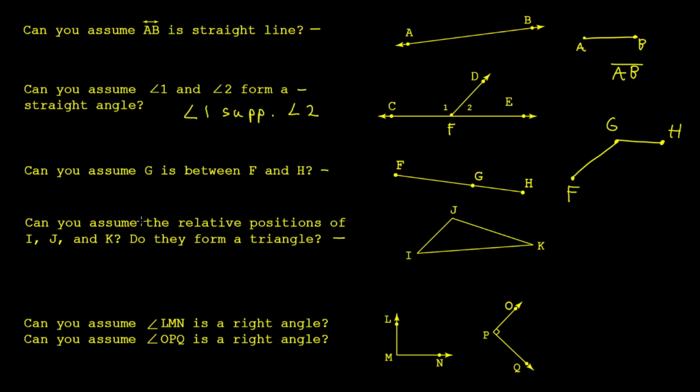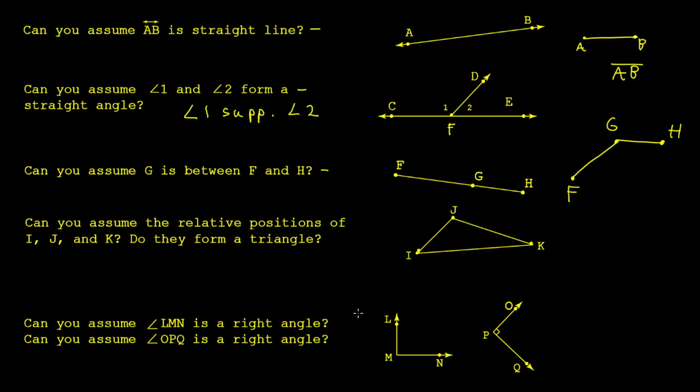Next, can you assume the relative positions of points I, J, and K? Do they form a triangle? Again, yes, you can assume the relative positions. And because of that, yes, they do form a triangle. You cannot say that this is an obtuse triangle or a right triangle, a scalene triangle, an isosceles triangle, but you can say that they form a triangle.